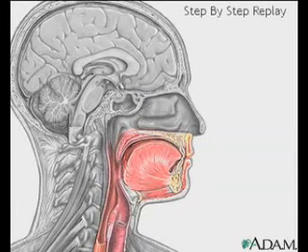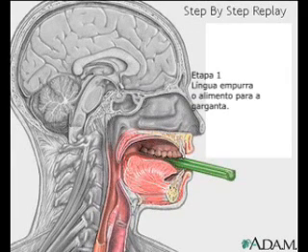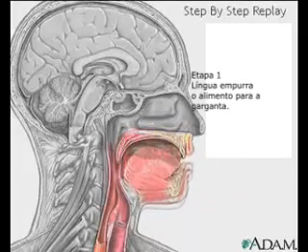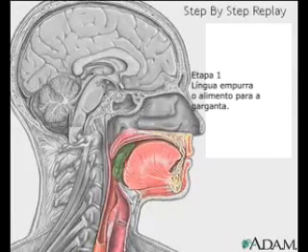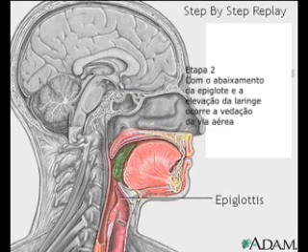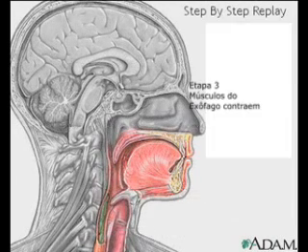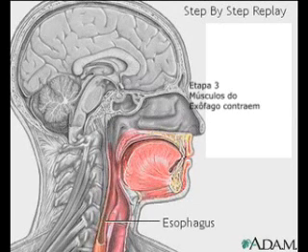Let's watch the swallowing process again, step by step. In the first stage of swallowing, the tongue pushes the food into the throat. In the second stage of swallowing, an important small flap of tissue called the epiglottis folds over the voice box at the entrance to the windpipe, preventing food from going down the wrong way. In the final stage, the esophagus contracts and moves food toward the stomach.